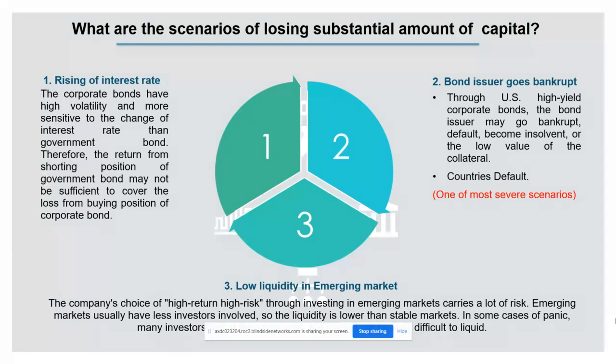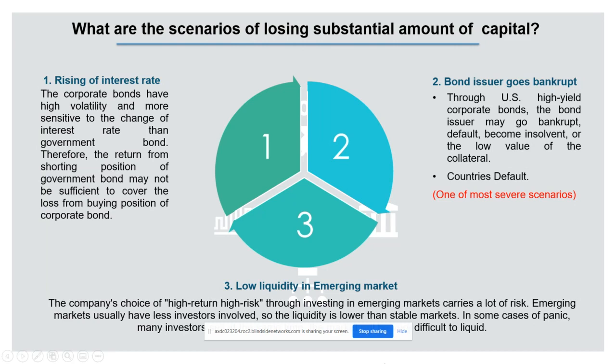The second one is linked to the bond issuer going bankrupt. We can see it at two levels. The first level is the enterprise level, through the high yield corporate bond. If the bond issuer goes bankrupt and becomes insolvent, the bond can be worth very little, and it is a very big risk for the fund. The fund also invests cross-border in emerging markets, so there is also country default risk.